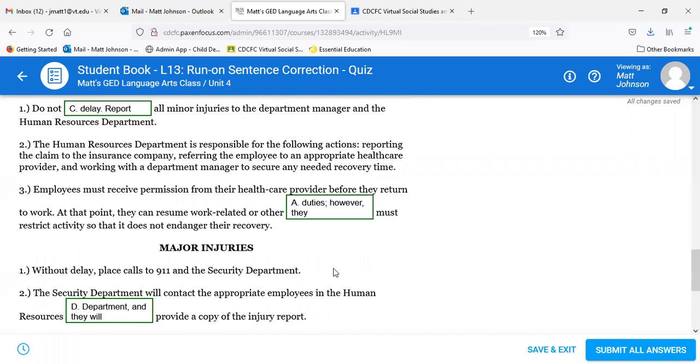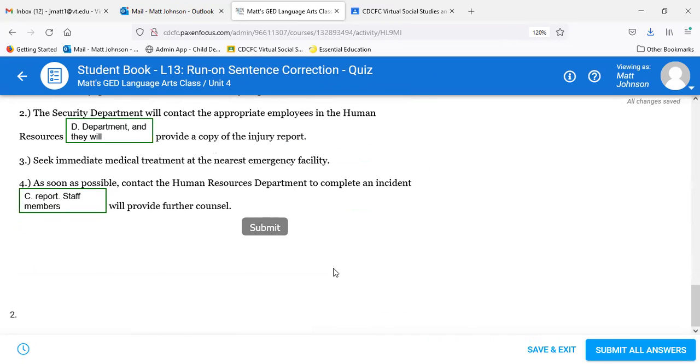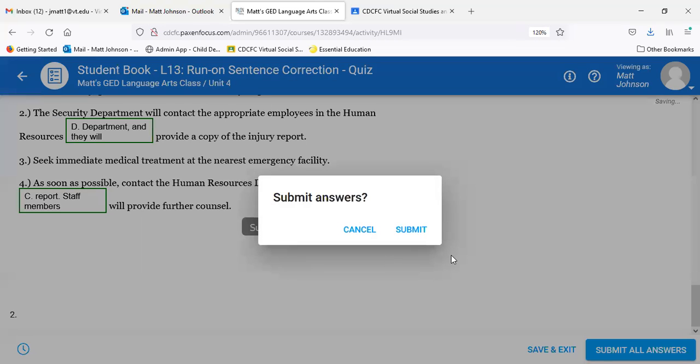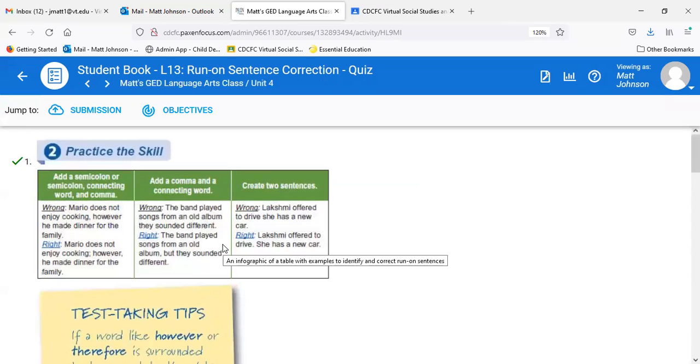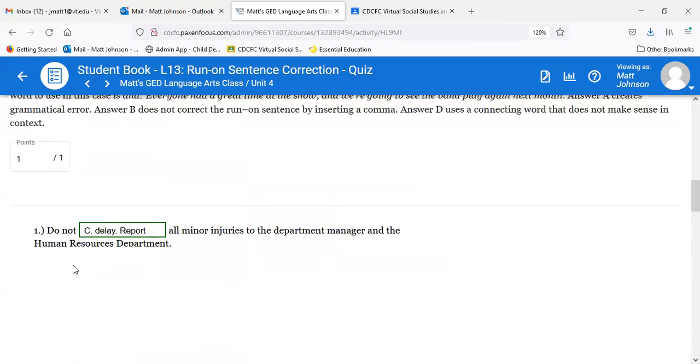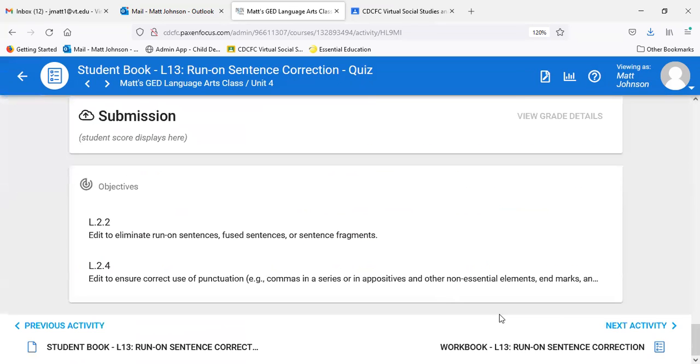All right. So that's just what you want to think about. Do I have two complete ideas? How do I need to separate it? All right. So everybody got the answers here for quiz. Good job on those two. All right, so let's move on over to the workbook.